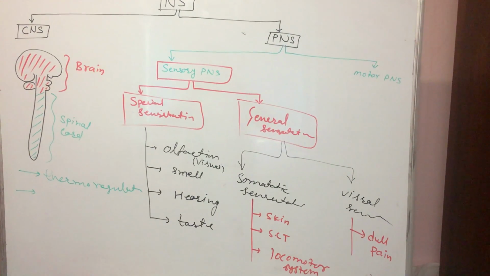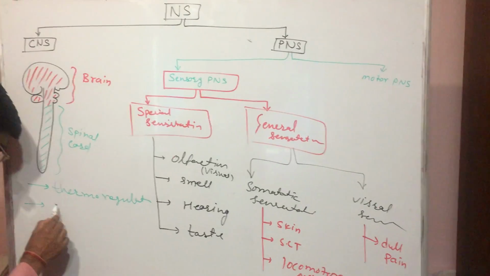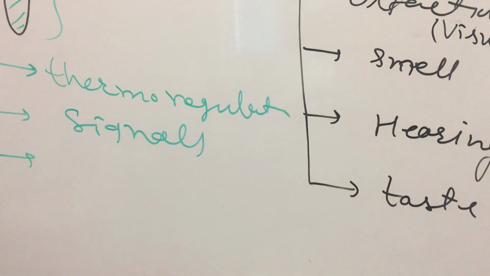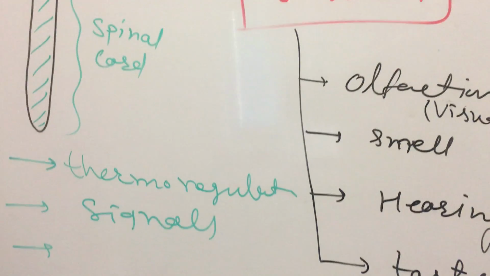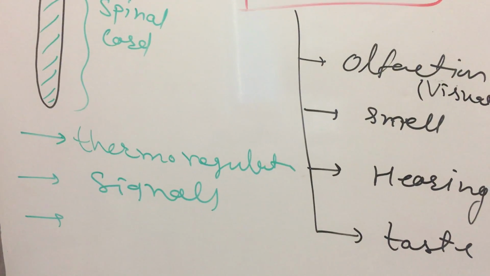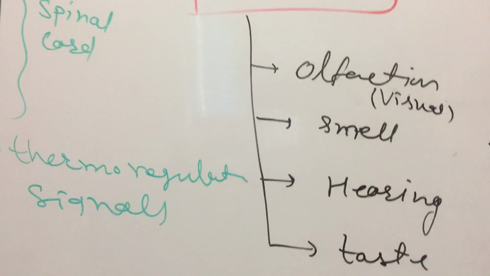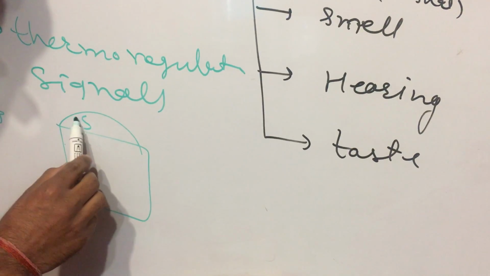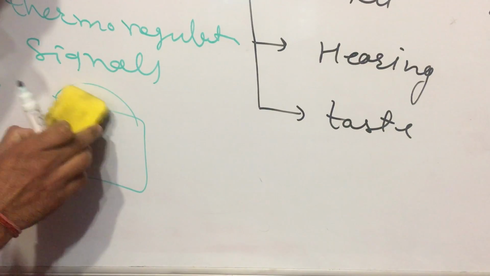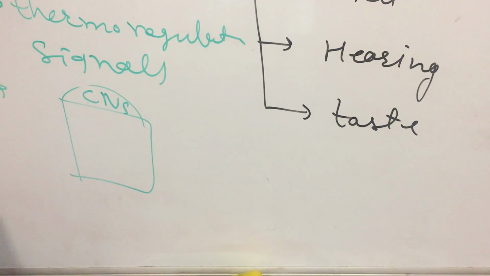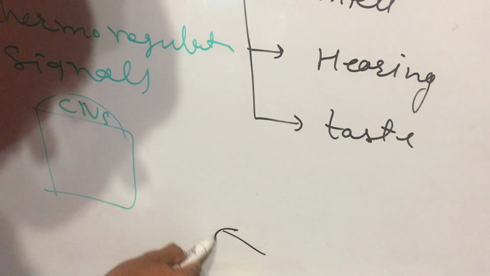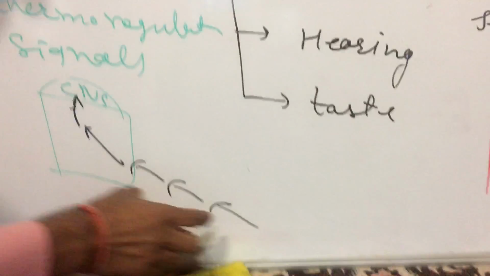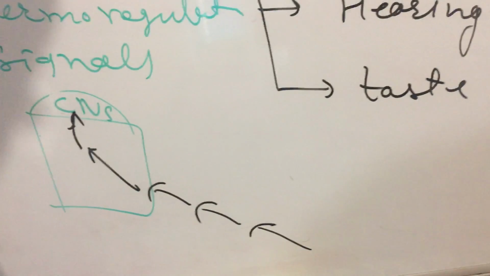So thermoregulation. Second is signals. Third, a very basic concept, is that it collects the information. What? It collects the information from the environment and the whole body through the sensory system. Like I am explaining here, this is our body and this is the brain, the CNS. It is collecting the information through the sensory system.